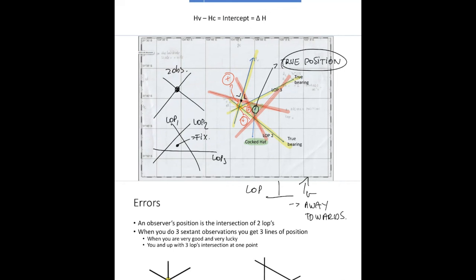Okay, voilà. Now I'll take a short break here, and we'll continue later on with possible errors in lines of position.